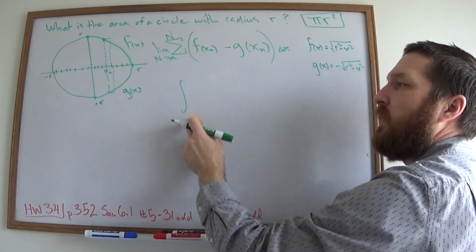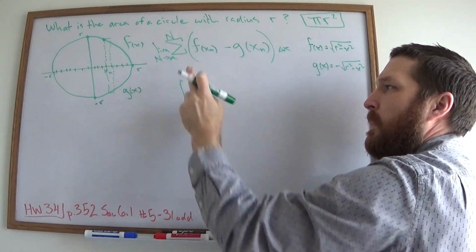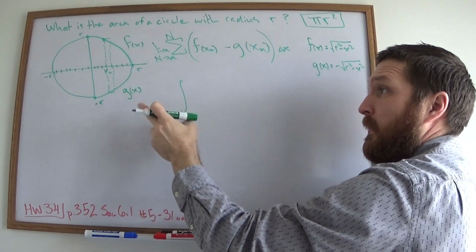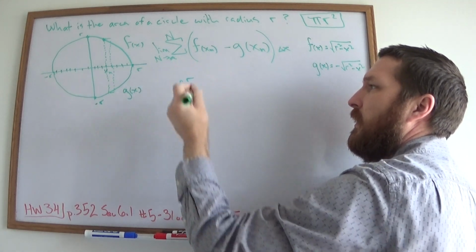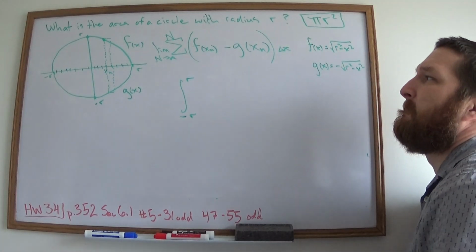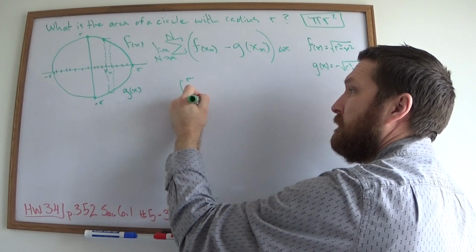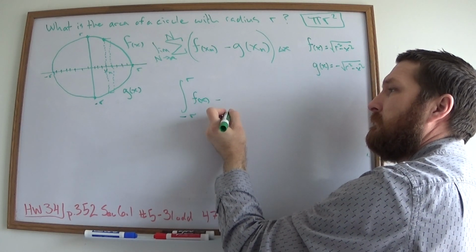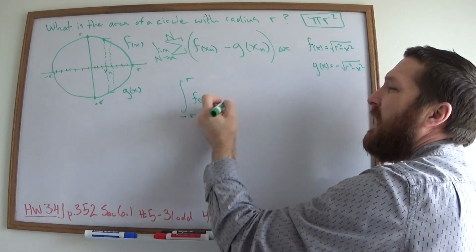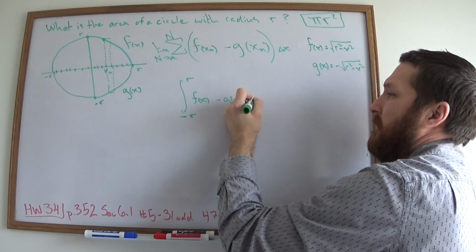Let's start with from where to where. Where on the x-axis are we integrating from? From negative r up to r. Of what? f of x minus the integral from negative r, well, just all together, g of x, whatever this happens to be, dx.